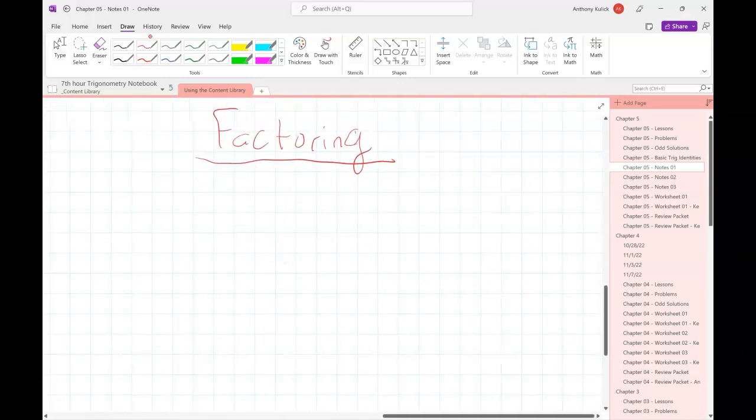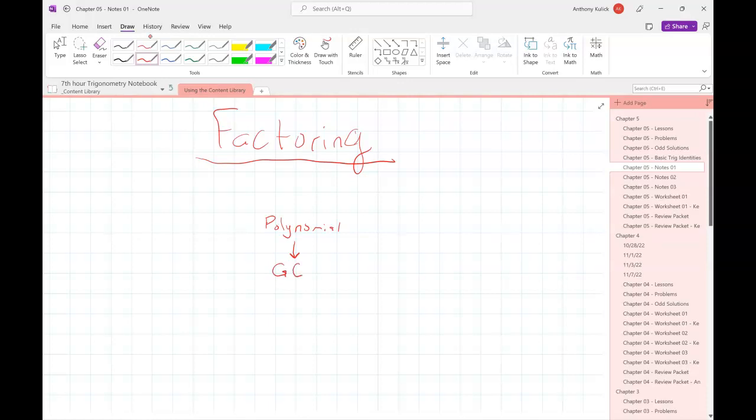So, factoring. What do we factor? What mathematical object do we primarily use factoring on? I'll give you a hint. It starts with the letter P. Polynomial. That's correct. So that's what we're going to be starting with. That's the input into our decision tree. We're going to factor a polynomial. What's the first thing we look for? A greatest common factor.